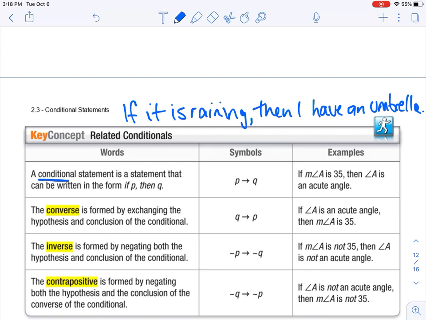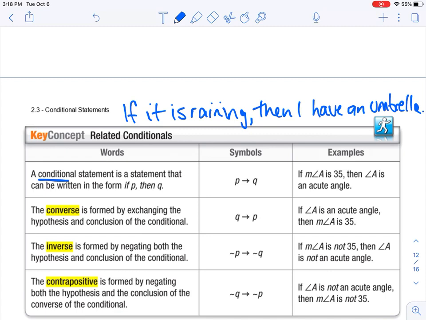So the converse statement, you'll notice we've switched P and Q's location from the original. The converse is formed by exchanging the hypothesis and conclusion of the original conditional. Okay? So the if and then stay, but what follows switches. So it would become, if I have an umbrella, then it is raining. That would be my converse.